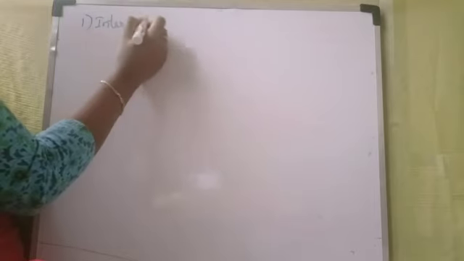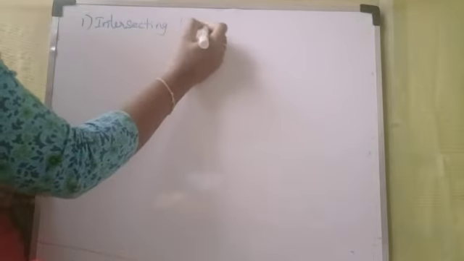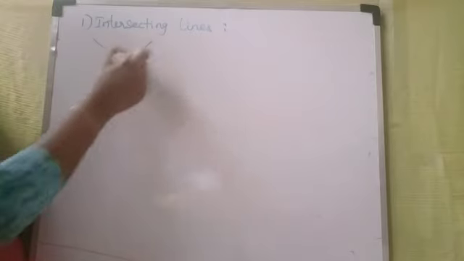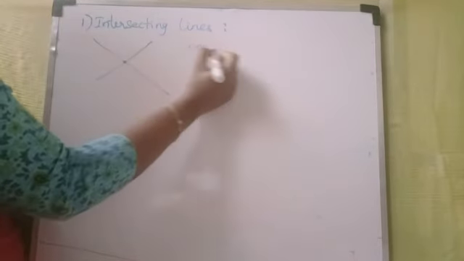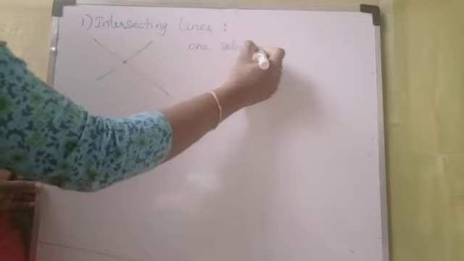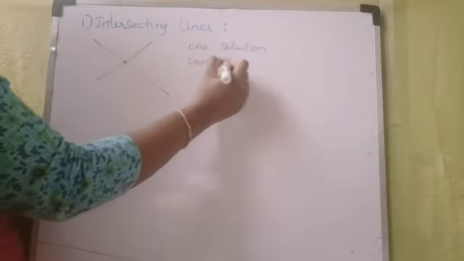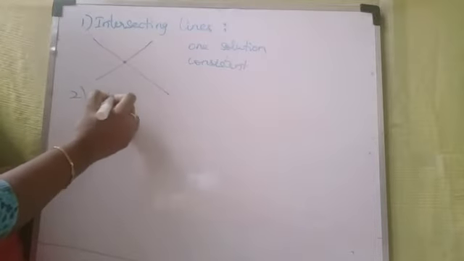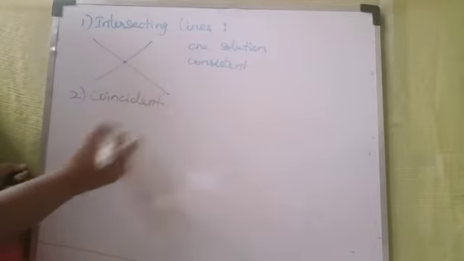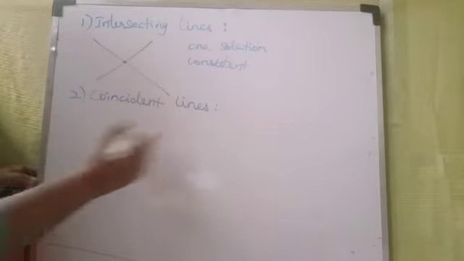So the first case, the two lines may be intersecting lines, which means the two lines are intersecting at a point. So it has one solution, one common solution. We know that a pair of linear equations in two variables which has a solution is called consistent. So intersecting lines are consistent.